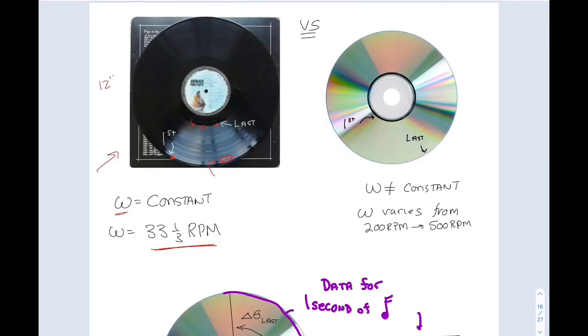With the CD, the biggest difference is that the spin rate is not constant. It actually depends which song you're playing on the CD. On the CD, the first song is on the inner track, the last song is toward the outer. The spin rate of a CD varies from about 200 revolutions per minute to 500. So the record is 33 1/3, and this thing goes from 200 to 500 RPM. The reason is, again, this is an audio CD. It's not a data CD where you burn your data to a DVD or something like that.